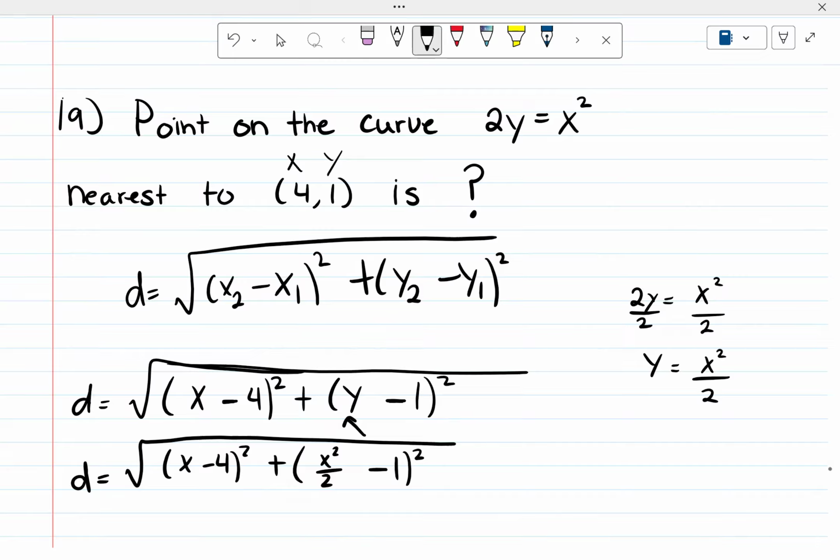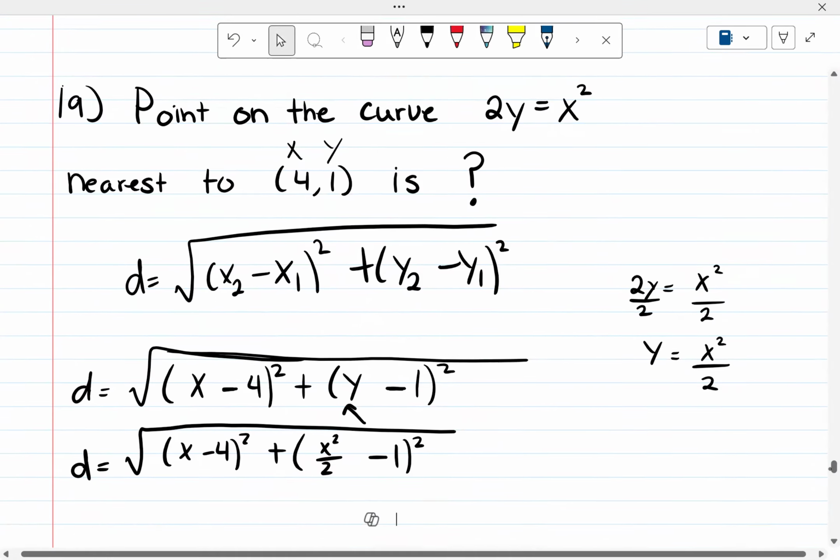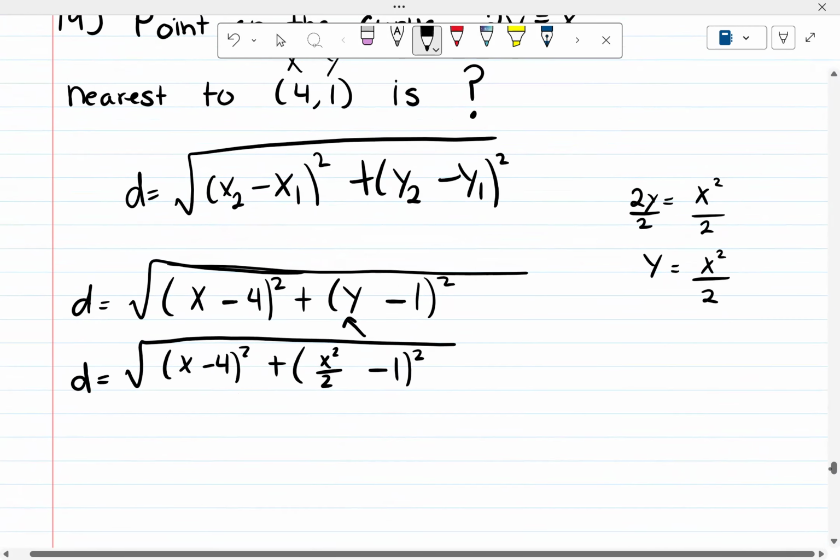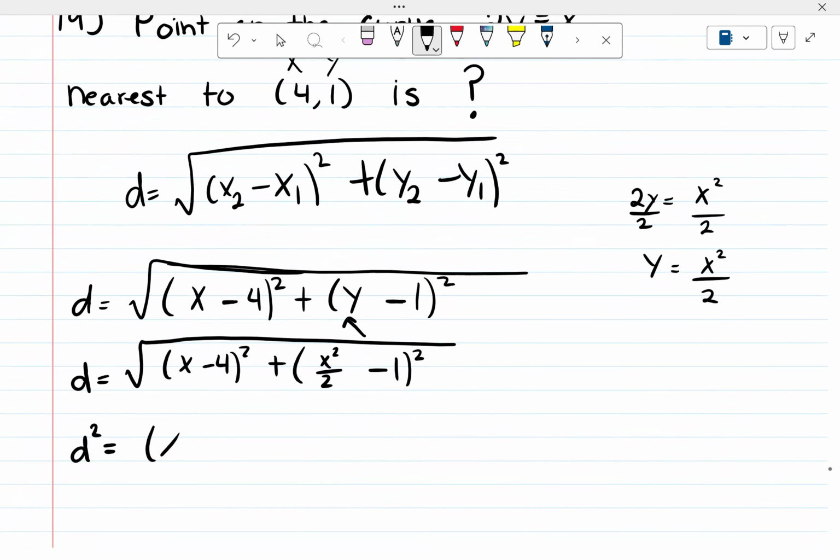And then what you're going to do is square both sides because we want to get rid of the radical, right? So go ahead and square both sides. On the left, it's going to be d squared. And on the right, when you square this, the radical disappears. You're left with x minus 4 squared plus x squared over 2 minus 1 squared.